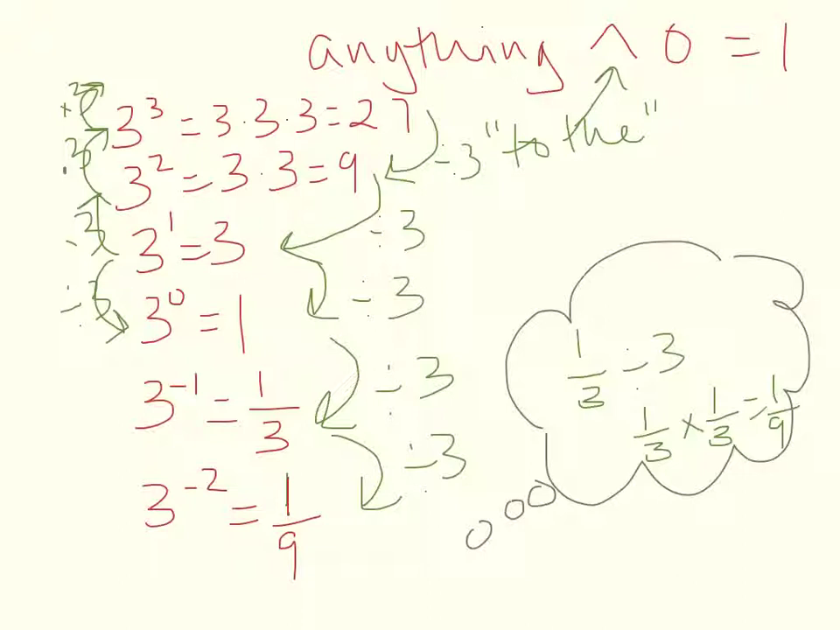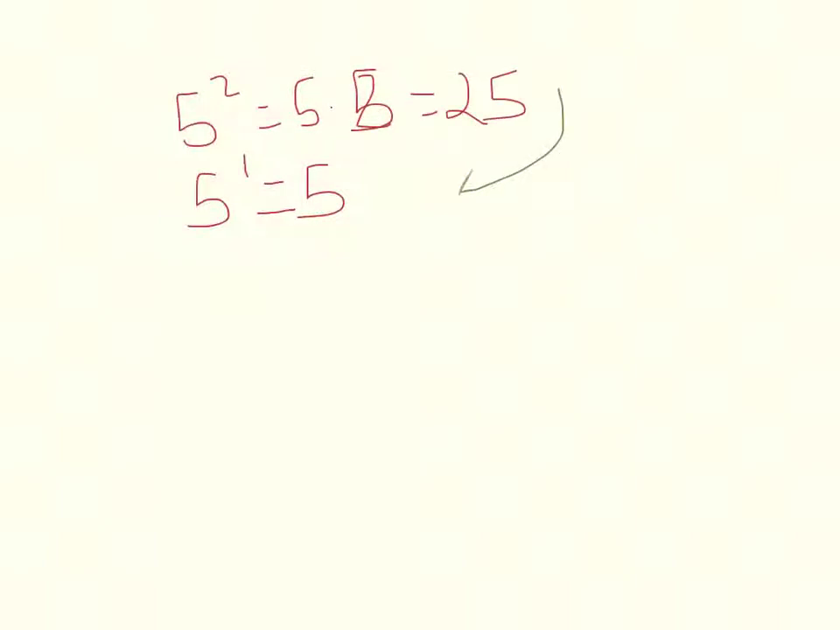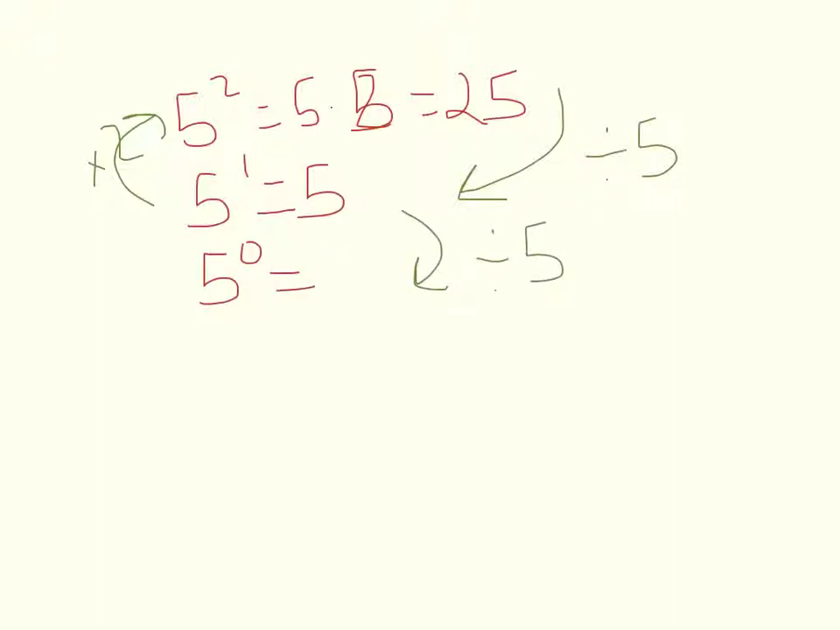Okay? So, really what I want you to think about is why is anything to the 0 equal to 1? It's because as you move down an exponent, you're dividing. We can do that with any number we want, right? 5 to the 1 is 5. 5 to the 2 is 5 times 5, which is 25. Again, each time we go down, we divide by 5. When we go up, we times by 5. So if we go here, we're going to have to divide by 5. 5 divided by 5 is in fact 1.